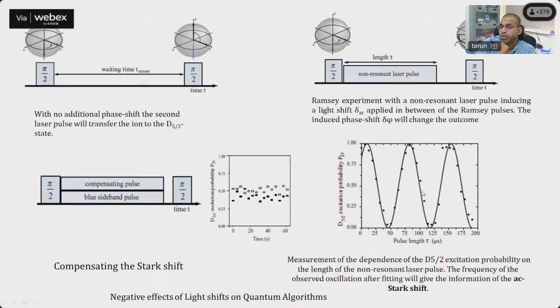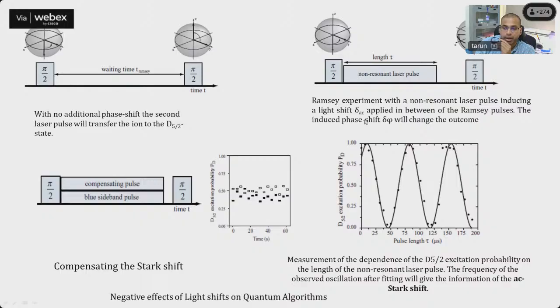Now, once we know the frequency, we can compensate, because that is the important thing. How are you going to compensate? If this is, let's say, your resonance frequency and this unknown frequency is on the blue side, then you have to apply the red side. That is what is denoted as the compensating pulse in the left bottom figure. Since you have already identified the frequency, you can apply the compensating pulse, and then you can reduce the effect of that pulse completely.